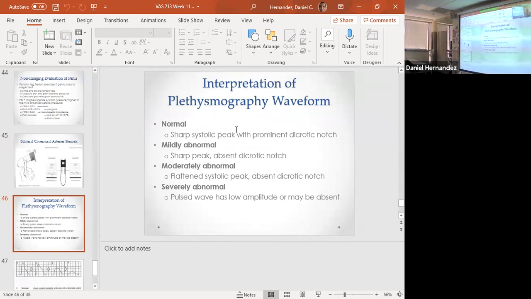And then we can also interpret the plethysmography waveforms. Similar to our lower extremity PVR waveforms, normal, we have a sharp systolic peak with a prominent dicrotic notch. And as we get more disease, we lose that dicrotic notch first. That's the first thing to go. First sign of mildly abnormal. Moderate, we get a flattened systolic peak, absent dicrotic notch, and then severely abnormal, we have the very low amplitude waveforms, or potentially absent.